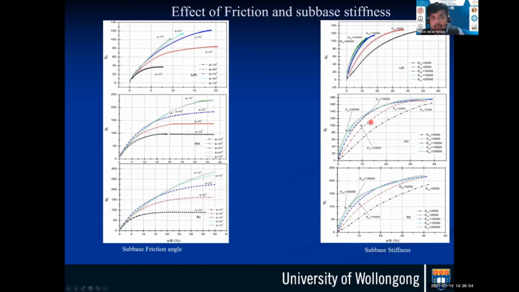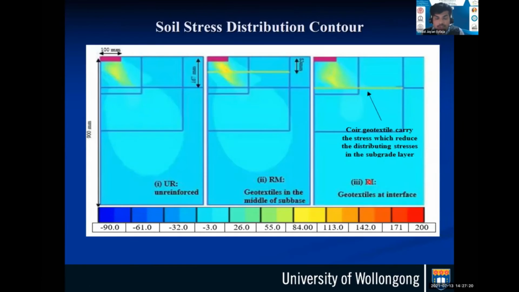And similarly, you can see that an increase in the modulus of the subgrade has also shown an increase in the value of N gamma for the reinforced material: unreinforced, reinforced at the middle, and reinforced at the interface. So these results highlight that our simulation model is able to capture the response very, very similar to the laboratory investigation. Let's look a bit more closely into what's really happening inside the sample.